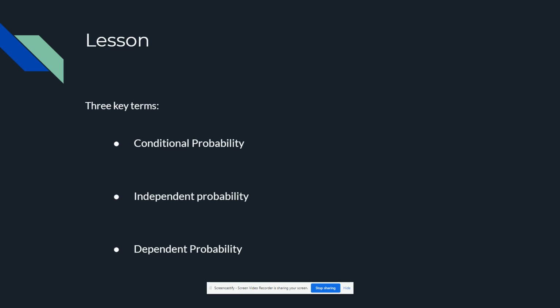Last but not least, dependent probability, which is two events that are dependent if the outcome or occurrence of the first event affects the outcome or occurrence of the second event. It is a dependent outcome.